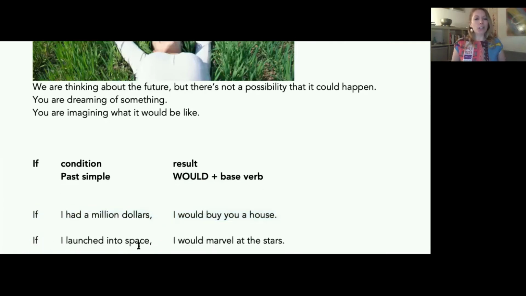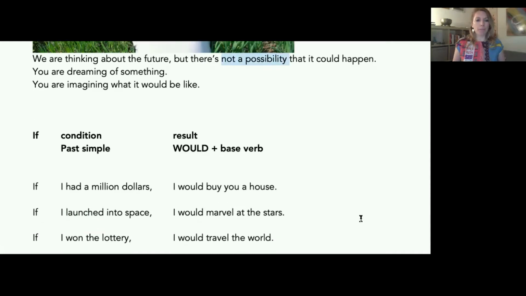If I launched into space, I would marvel at the stars. And marvel just means kind of wonder and take in all the awesomeness that the stars are. So is there a real possibility I'm going to get launched into space tomorrow? No, there's not. I'm just dreaming about that.